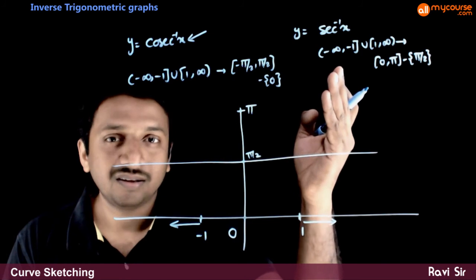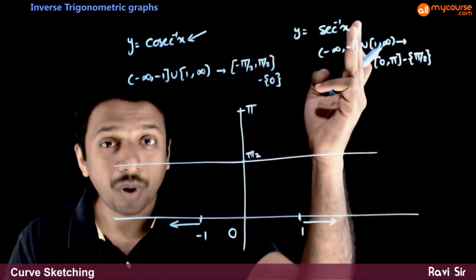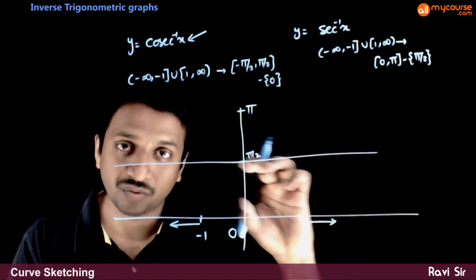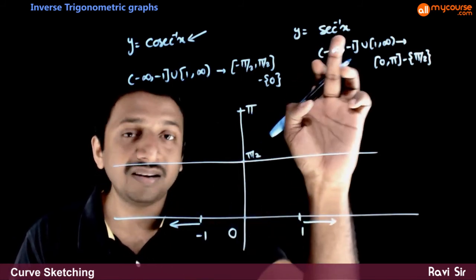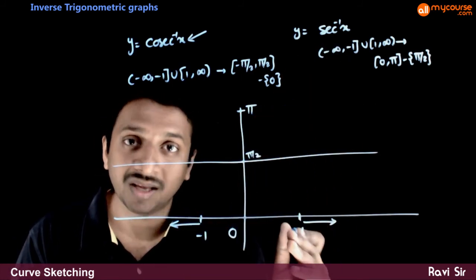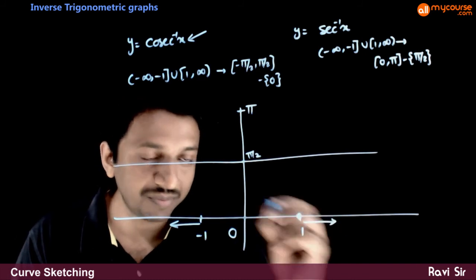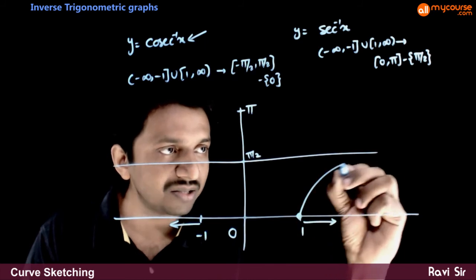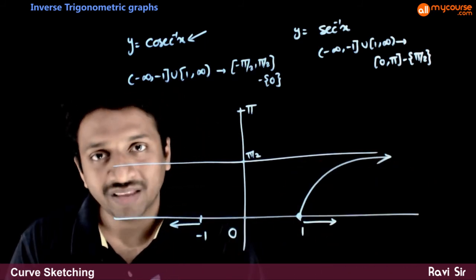And if a positive number goes inside secant inverse, the answers are in the first quadrant. Secant inverse of 1 is equal to 0. It starts from here. It has to asymptotically touch this line. So it has to go like this.